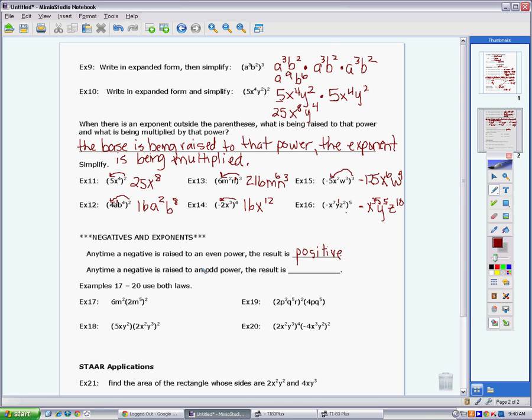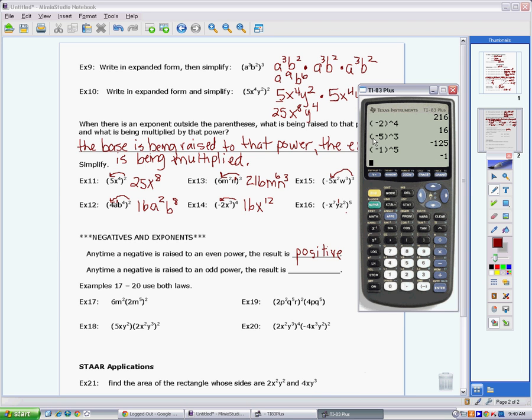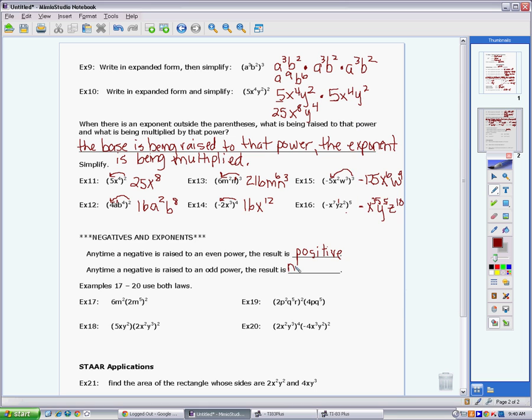Anytime a negative is raised to an odd power, well, we did several of those. I had negative 5 raised to the 3rd power. Oh, that came out negative. And then I have negative 1 raised to the 5th power. That came out negative. So anytime you raise a negative to an odd power, it's going to be negative. And that's because you got an odd man out. So 2 of those are going to become a positive because negative and negative is positive. And then that 3rd one or that 5th one or that 7th one, that's going to change it back to a negative.